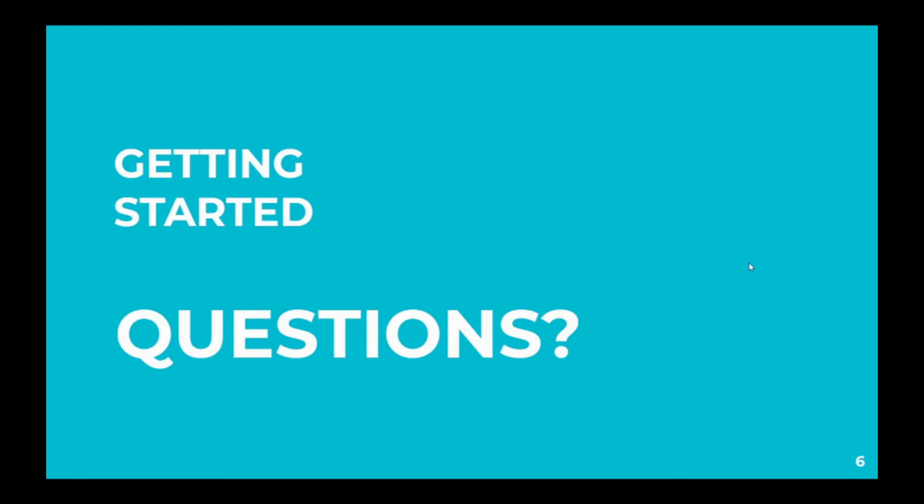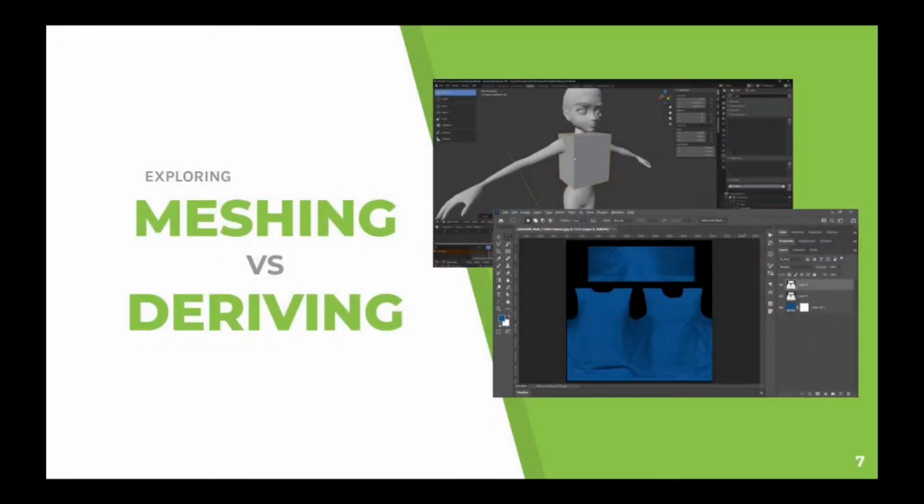When you start creating in IMVU, you're going to hear two terms thrown around a lot: meshing and deriving. These are two different terms that both are involved in creations, but only one of them we're going to do. So let's go into it first off.